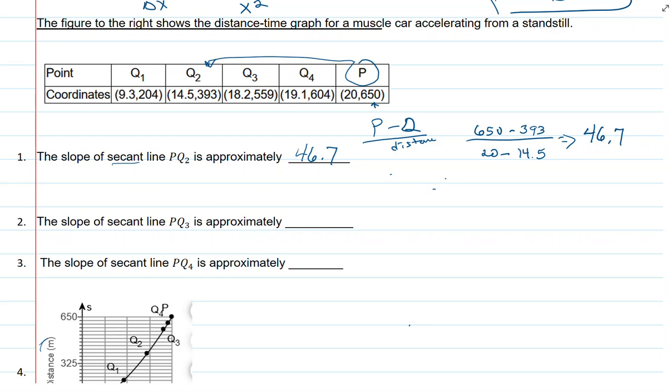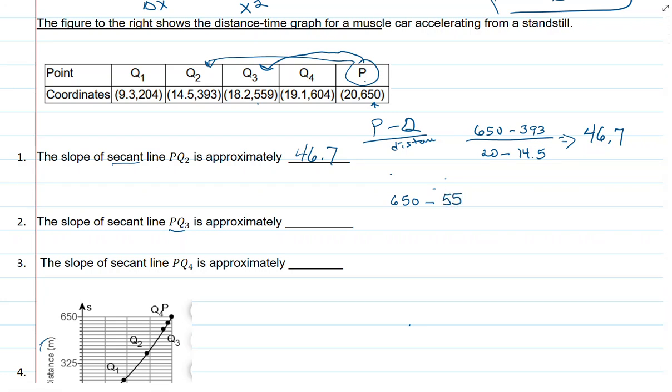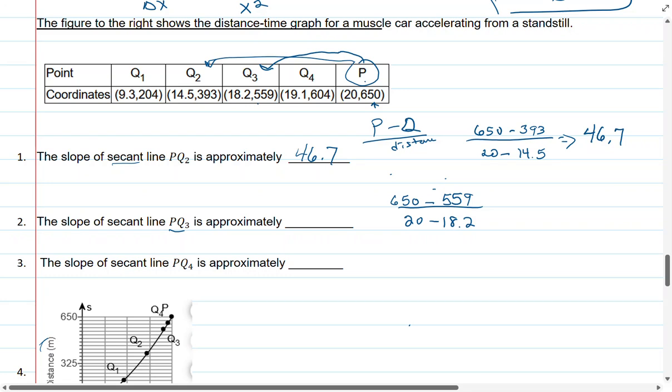I think that's fine. This is from P to Q3, and that would mean the 650, it's the P to Q3, 559 over 20 minus the 18 and 2. Is everybody comfortable with that? And then the last one is P to Q4. And now the times that they're judging are smaller and smaller, and then they're evaluating the secant versus the closer we get to a tangent. Is everybody comfortable with that?